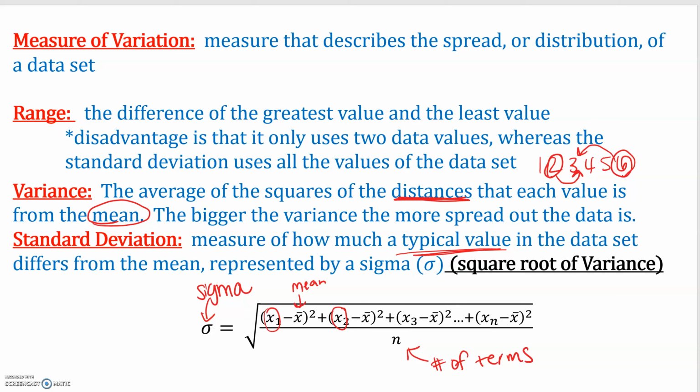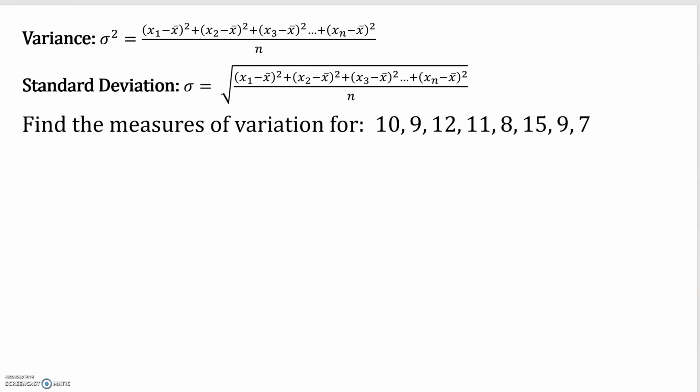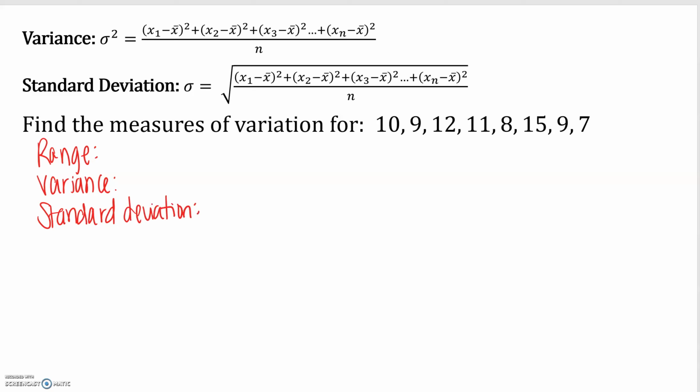Okay, so we're going to practice using our formulas to find the measures of variation. Here's the same set of data that we used to find mean, median, and mode. And now we're going to find our range, our variance, and our standard deviation. Range to start with, remember, is the biggest number minus the smallest number. So 15 and 7 are the numbers that I'm looking at. When I take 15 minus 7, I get 8 for my range.